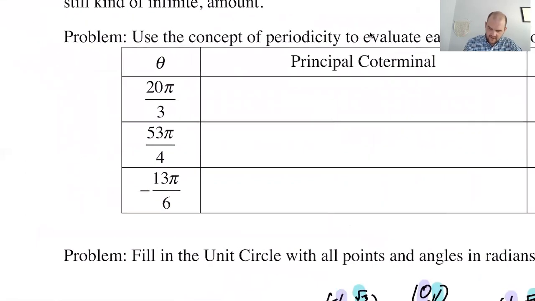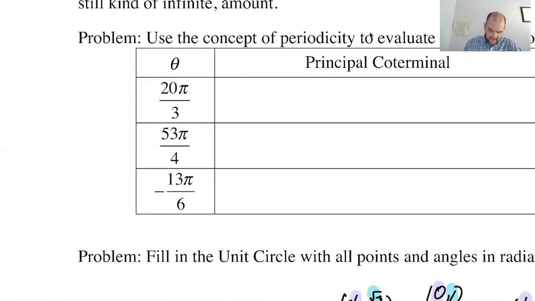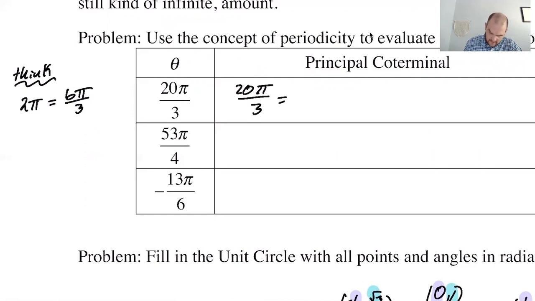So here, I see that this is 20 pi over 3. If it's over 3, 2 pi is really 6 pi over 3. Just multiply by 3 over 3, you get 6 pi over 3. So 20 pi over 3 is really 18 pi over 3, which is 3 times 6 pi over 3. That's 3 full circles, and then just another 2 pi over 3.